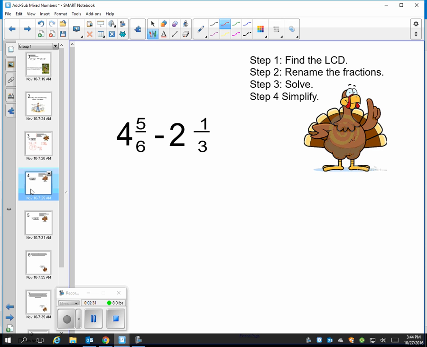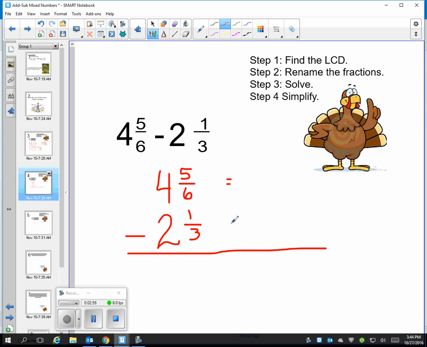Okay, write this problem down in your journal. Pause the video to get it done. Okay, let's write this one vertically. We're subtracting this time. Let's go ahead and write it vertically, just because it's a little easier on the eyes when you do that. 4 5/6 minus 2 1/3.